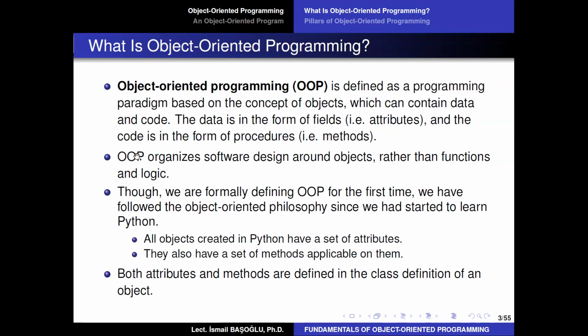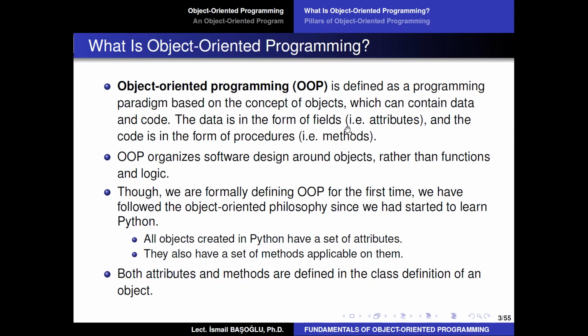And the code itself is defining the procedures, which we call methods. Basically, every object will have some attributes on it and will have some methods defined which we can apply on the object itself. Every object will have some attributes and will have some methods.